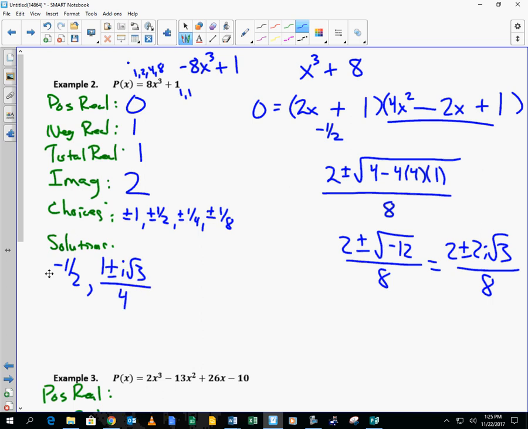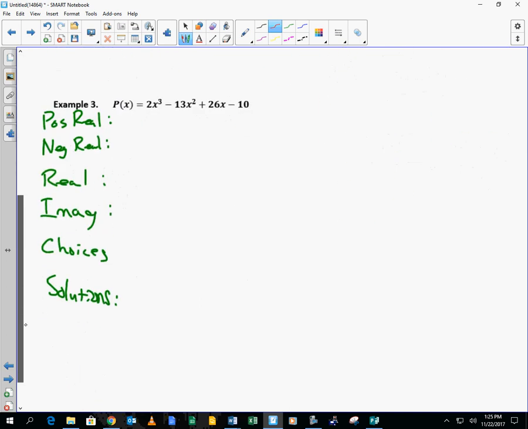Once again, we have no positive real solutions. We have one negative real solution. We have 2 imaginary solutions, and our rational solution was one of our choices. So a great way to verify your answer. All done before we even start. Okay.